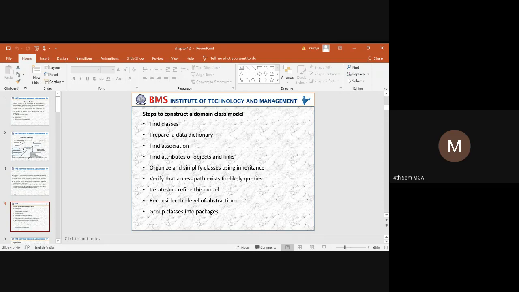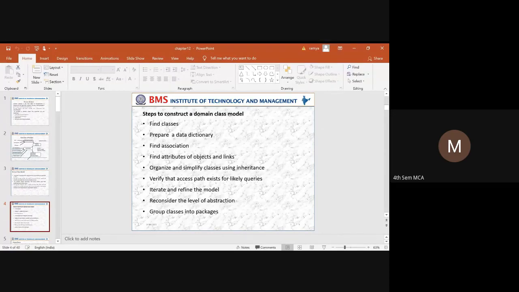So we need to identify what are the irrelevant classes which are not useful, what are the attributes which are not useful, and similarly the methods, whatever the operations that we have put up in a class model, that we need to refine in a proper way.